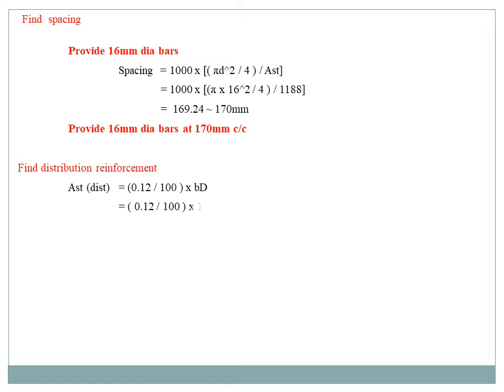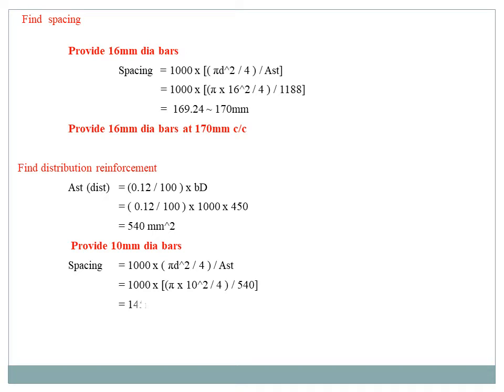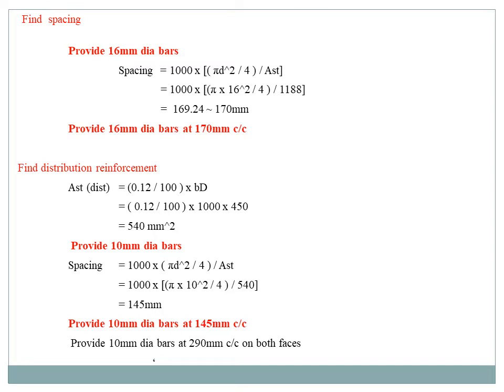Divided by AST. So we know that D is equal to 16 mm, because now we can assume that we can provide 16 mm. So apply D is equal to 16 mm. Then AST is equal to the previous step value we found, 118. So you get 169.24 mm, rounded as 170 mm. So write it: provide 16 mm diabars at 170 mm center to center distance. This is our main reinforcement diameter and spacing.